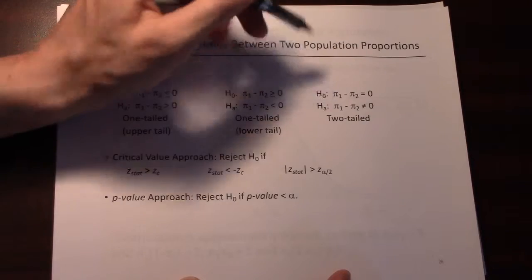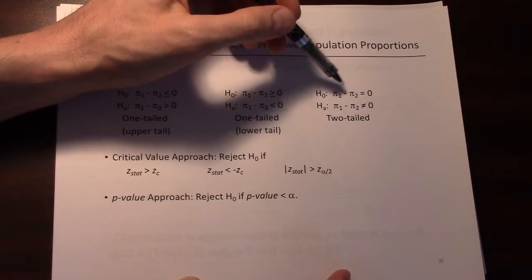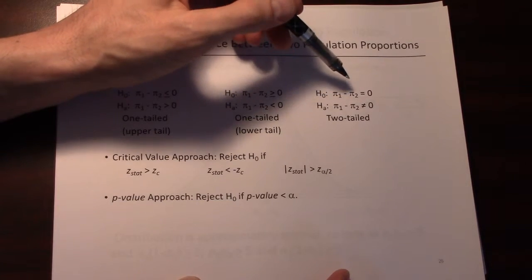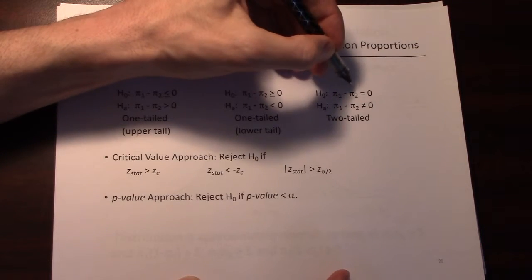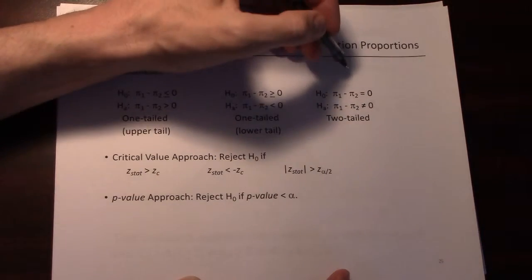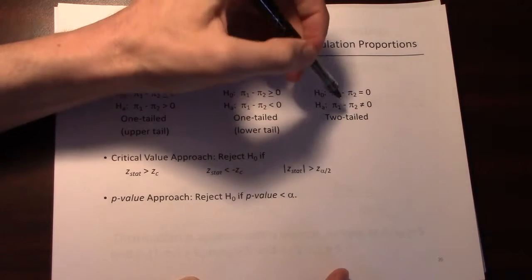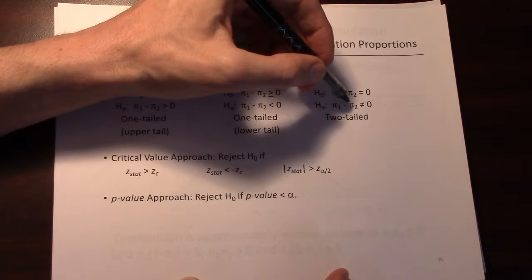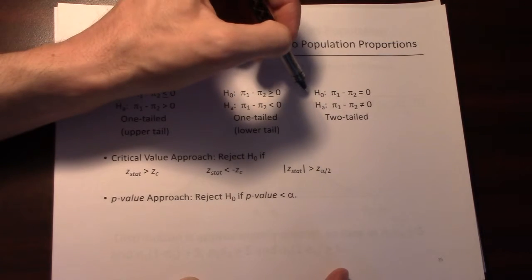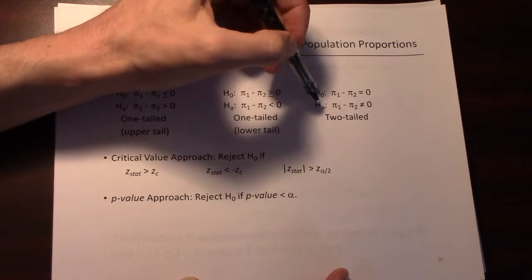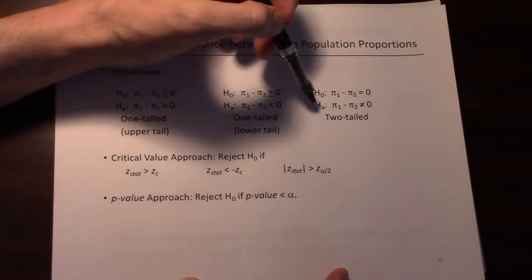So maybe someone says, all right, the proportion of men who support Donald Trump is the same as the proportion of women who support Donald Trump. So in that case, the proportion of men minus the proportion of women would be 0, or close to 0. And we would set up an alternative hypothesis, which would be the opposite of that. The proportion of men minus the proportion of women would be not 0. There are two ways we could disprove this null hypothesis: if we find a really high positive number or a really high negative number. So that would be a two-tailed test.